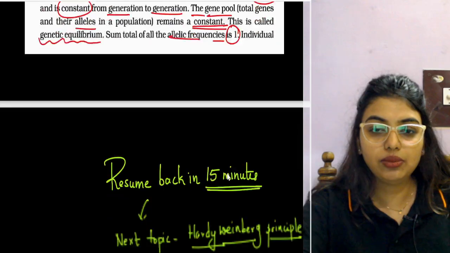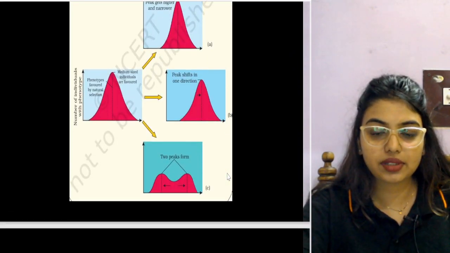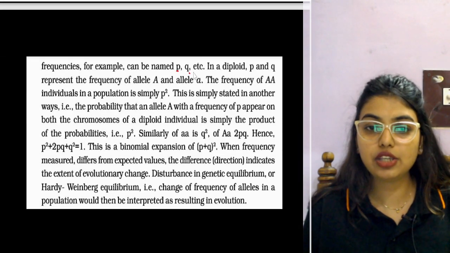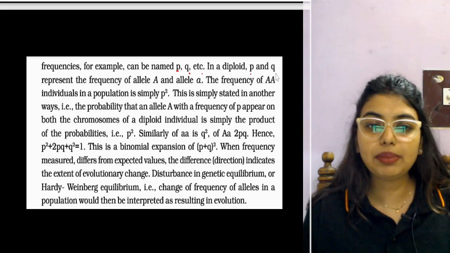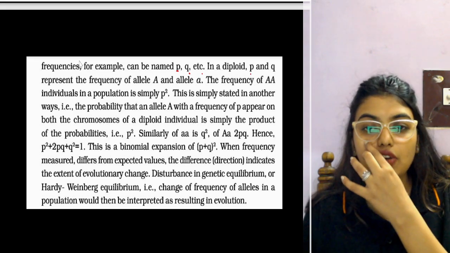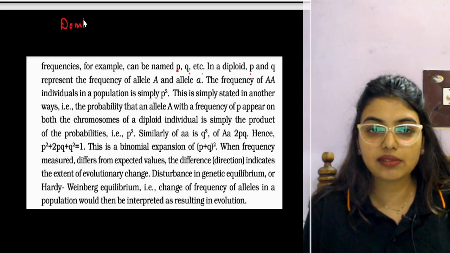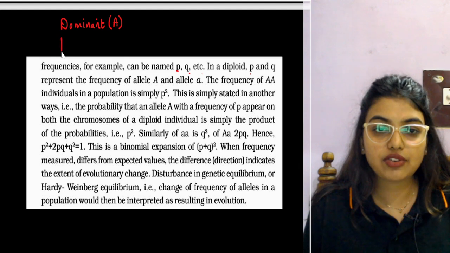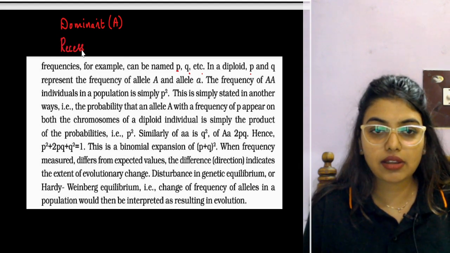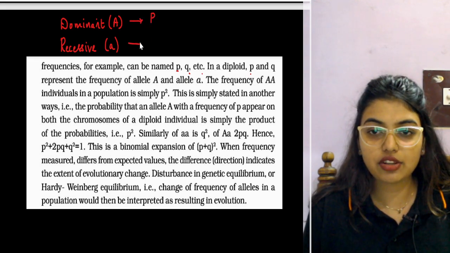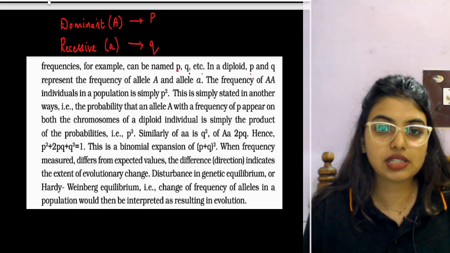Now see here. For example, we can name them p, q, etc. In a diploid, p and q represent the frequency of allele A and small a. That means one dominant allele, which is going to be A, and one recessive allele, which is going to be small a. So we can call this p and we can call this q, right? Small p, small q.